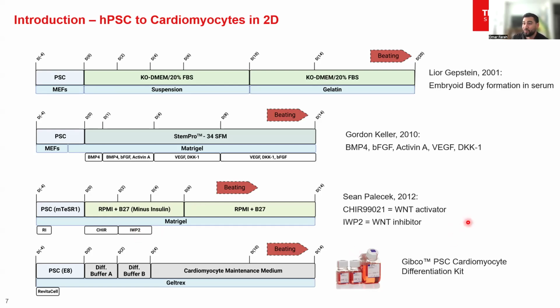And then the last option in terms of differentiation protocols here is that there are also some commercially available kits. At Thermo, we have a particular kit called the PSC cardiomyocyte differentiation kit. That's a ready-to-use kit that comes with two different buffers, buffer A and buffer B, that again do the same thing here, right? And so we sequentially change media from buffer A to buffer B that coincides with that transition from mesoderm into cardiac progenitors and eventually into a cardiac maintenance media that helps continue to mature these cells into cardiomyocytes.